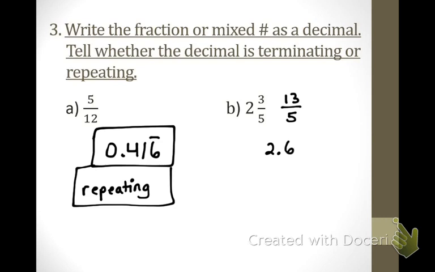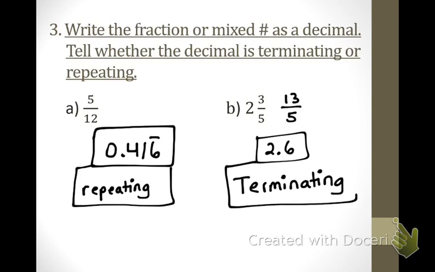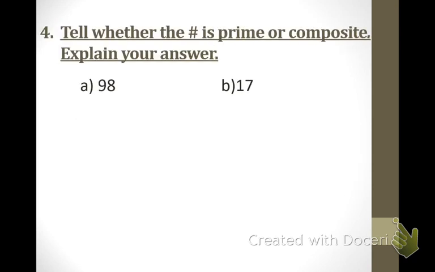2.6. Is that terminating or repeating? Why is it terminating? Because it's not repeating. It doesn't repeat. It ends. If you remember when we said terminating, it means any decimal that ends. It's asked us to tell whether the number is prime or composite and explain your answer.